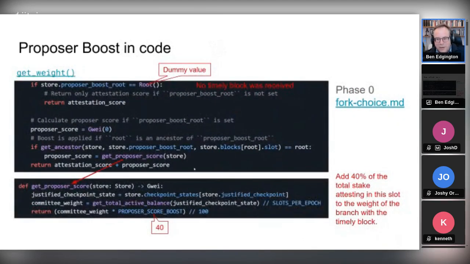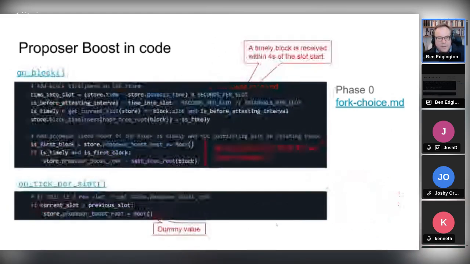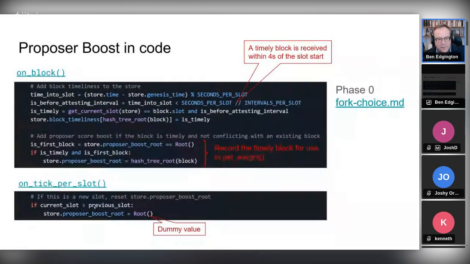And this is how it works in code. I'm going to skip this because time is pressing on, but it's handled in get_weight and in get_proposer_score. This is where proposer boost is handled. Then you get this extra 40 points if the block was timely. And on_tick resets that. So when I move from the current slot to the next slot, then proposer boost is reset, and so it no longer applies.